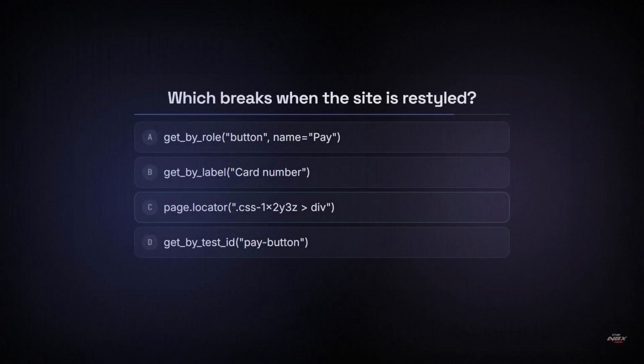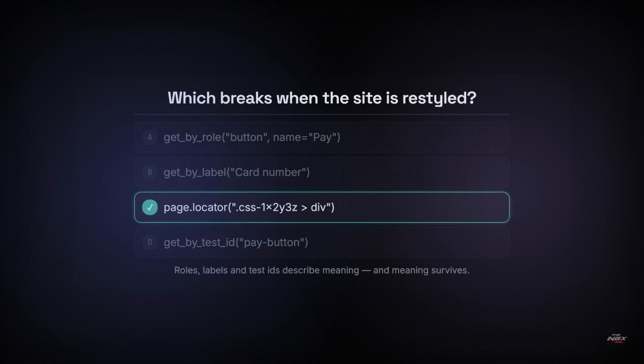Last check, and this one turns up in interviews. Which of these 4 breaks the next time somebody restyles the site? Have a think, and pause the video if you want a bit longer. Ready? It is C. Class names and nesting are what a restyle changes.